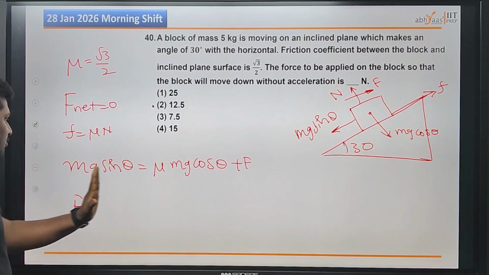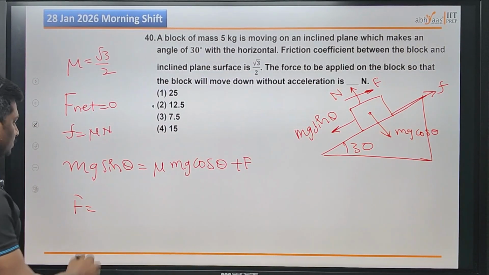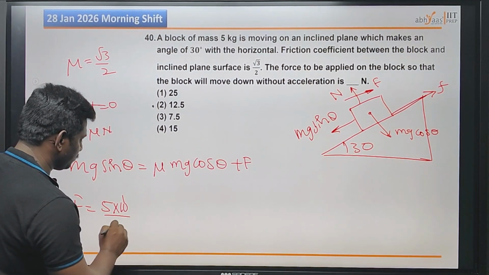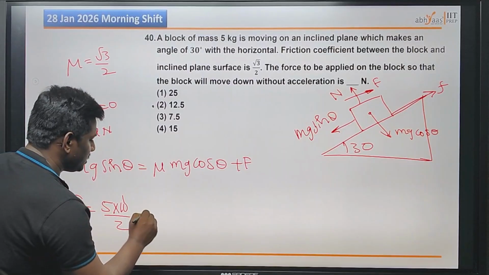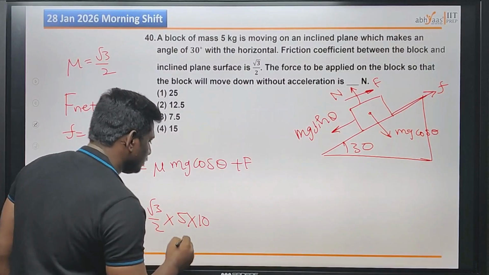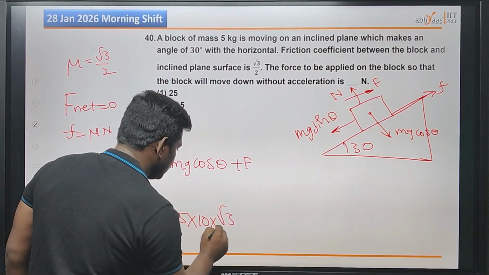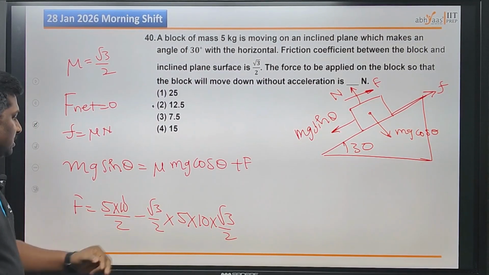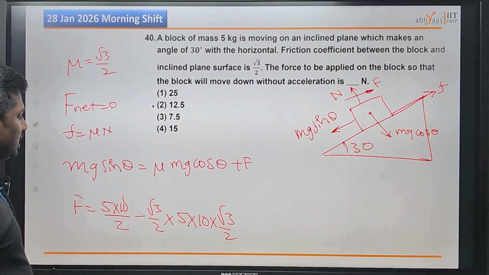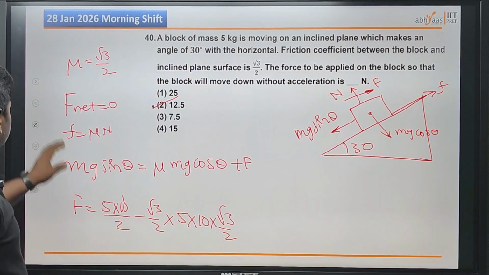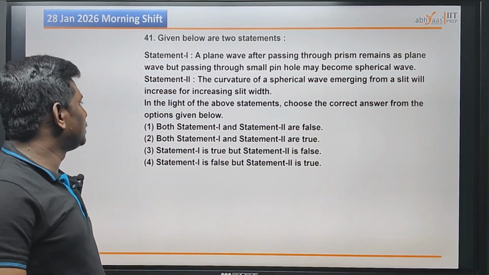See here. I have to bring mu mg this side. So 5 into 10 sin 30, 1 by 2, minus root 3 by 2 into mu, 5 into 10 into root 3 by 2. So if you subtract and calculate these things, you will get the value as 12.5 newtons. That is your force.